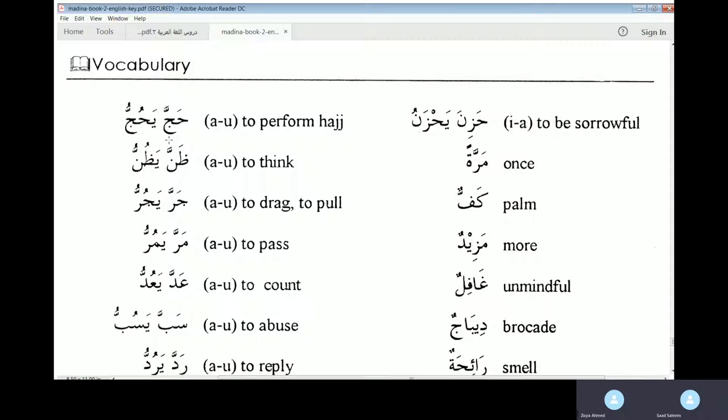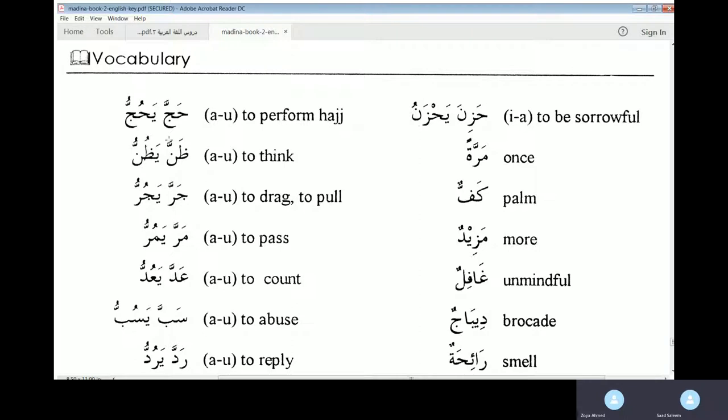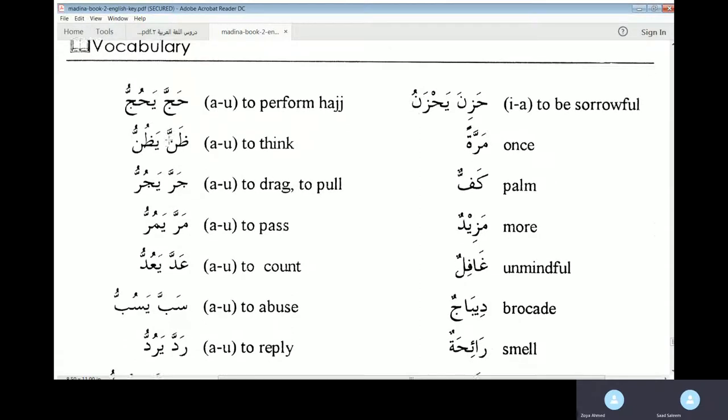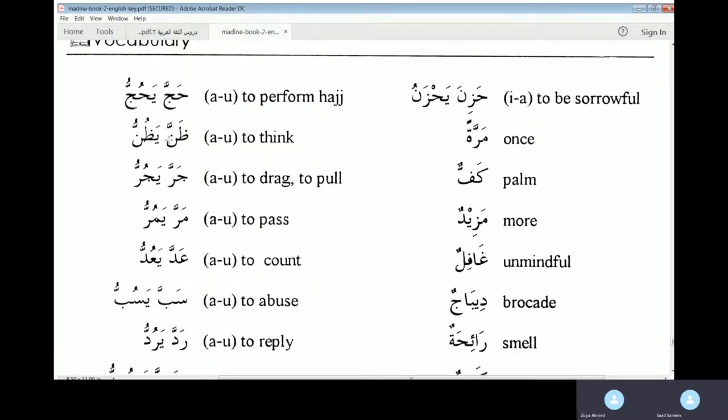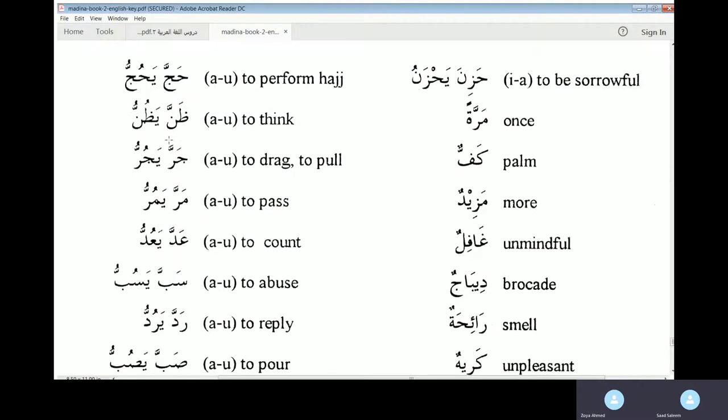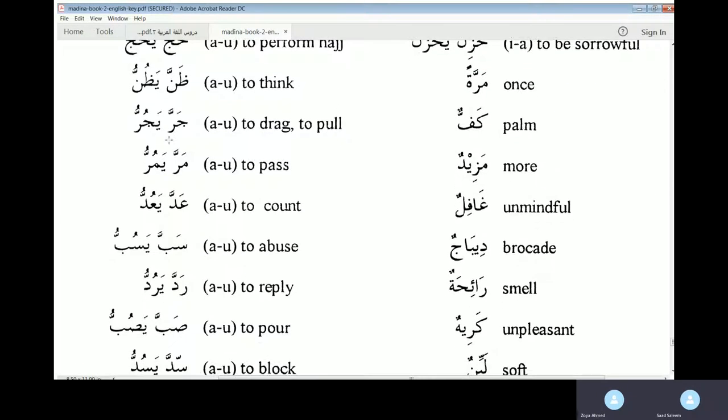حج to perform hajj. جر یا جرو to drag, to pull. Marra yamurru, to pass. Adda ya'uddu, to count.